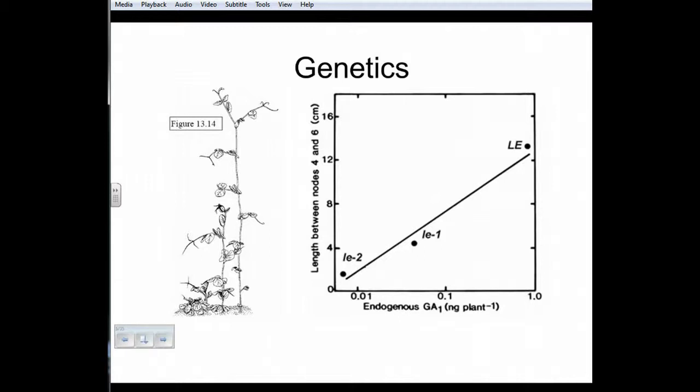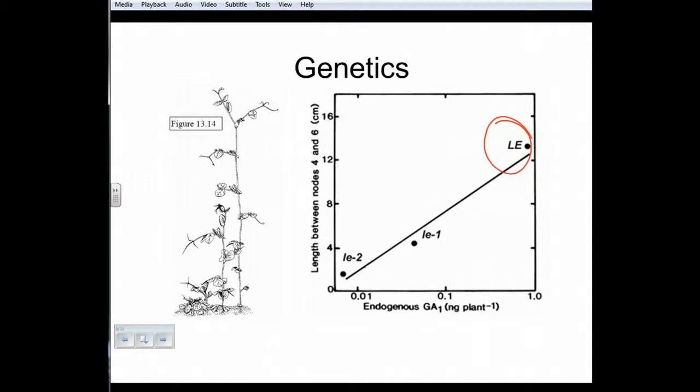And by the way, his data was too perfect. There are some people that question whether or not his data was really that good. And he didn't fake it. He may have just thrown away some outliers. And so let's talk about genes.